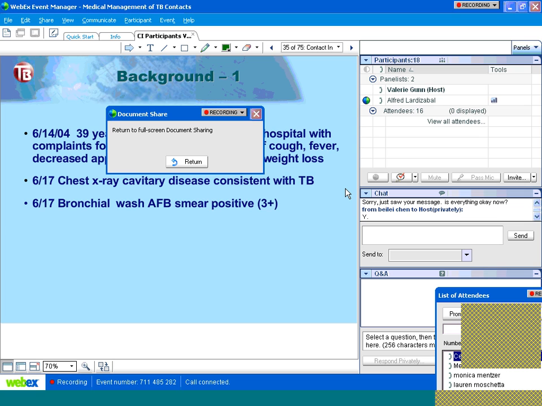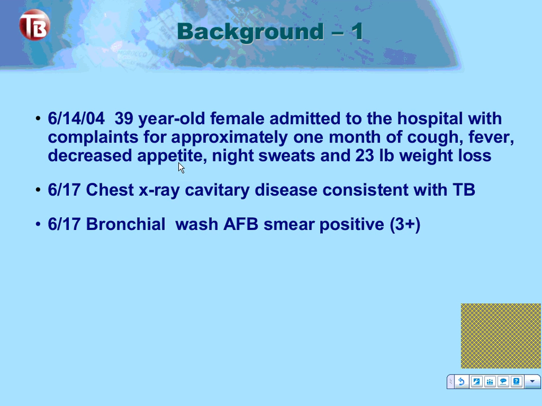Try to find some red flags as we describe the scenario, and then we'll move on with our discussion. Okay, so in this case, a female was admitted to a community hospital complaining of approximately 1 month of productive cough, fever, loss of appetite, night sweats, and significant weight loss of about 23 pounds. A chest X-ray done in the emergency department revealed cavitary disease, which was consistent with TB.